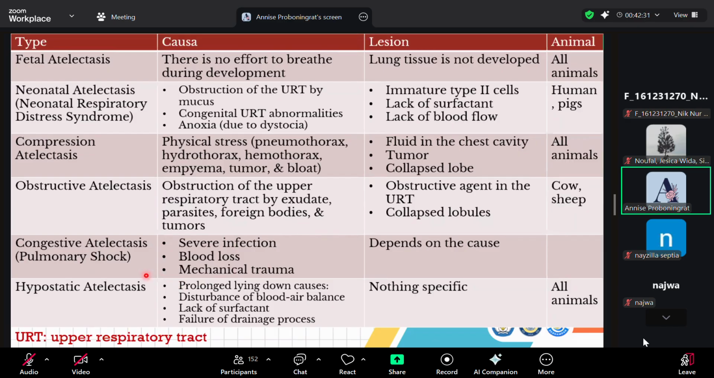Congestive atelectasis or pulmonary shock can be caused by severe infection or septicemia, blood loss, and mechanical trauma. And then hypostatic atelectasis is due to disturbance of blood-air balance, lack of surfactant, and failure of the drainage process.